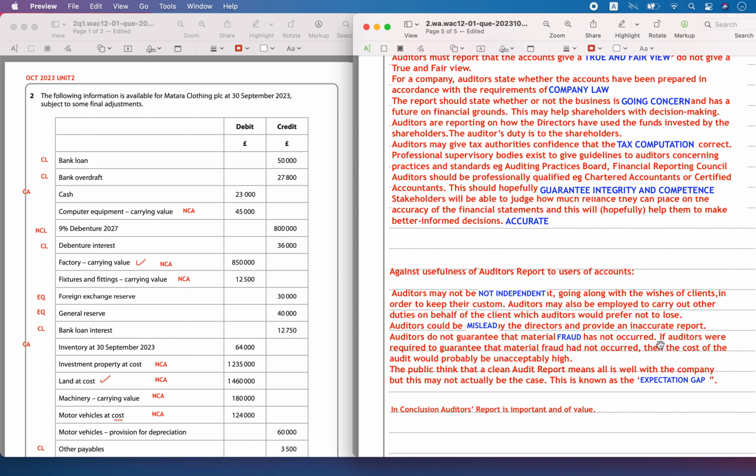Then auditors do not guarantee that material fraud has not occurred. If the auditors were required to guarantee that material fraud had not occurred, then the cost of the audit would probably be unacceptably high.